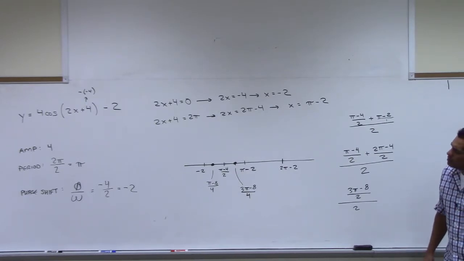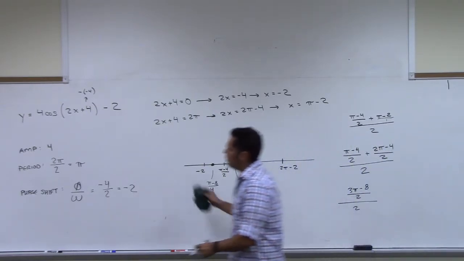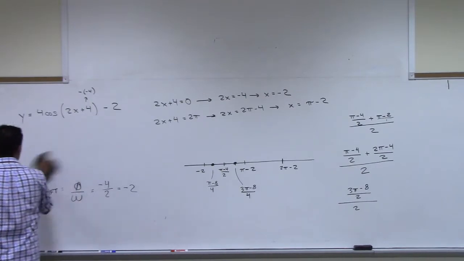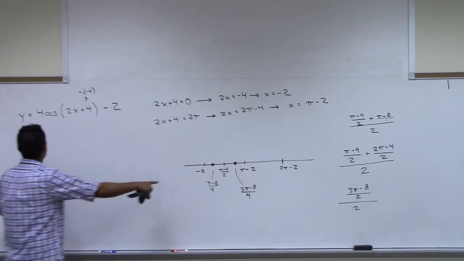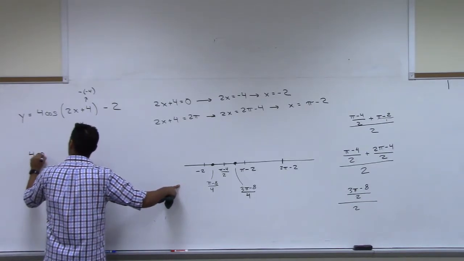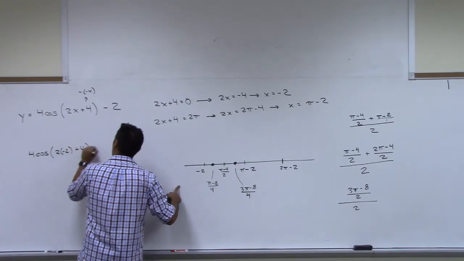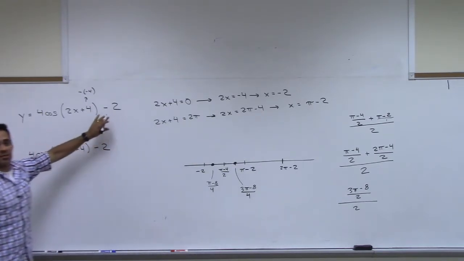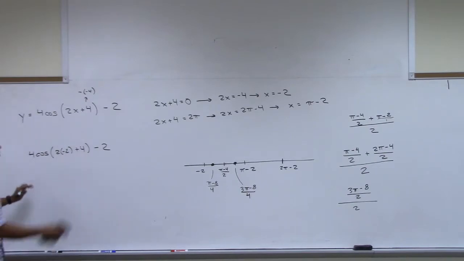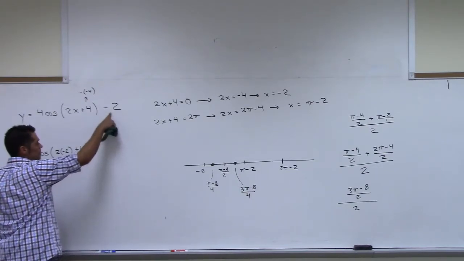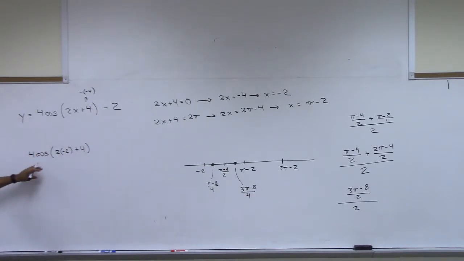Say again? You want to check at negative 2? Okay, so let's check that. That's an easy one to plug in. If I test negative 2, I have 4 cosine of 2 times negative 2 plus 4, minus 2. Don't forget this minus 2 is going to come into play. We're not there yet. I said we're going to use it, but we don't need it for this part.